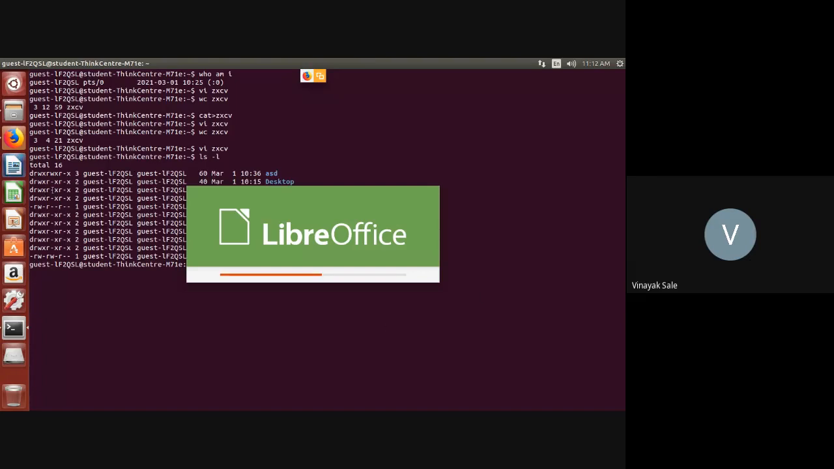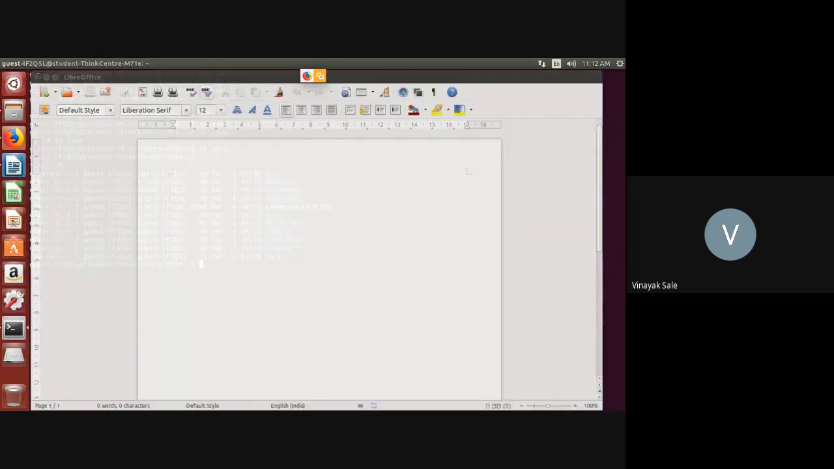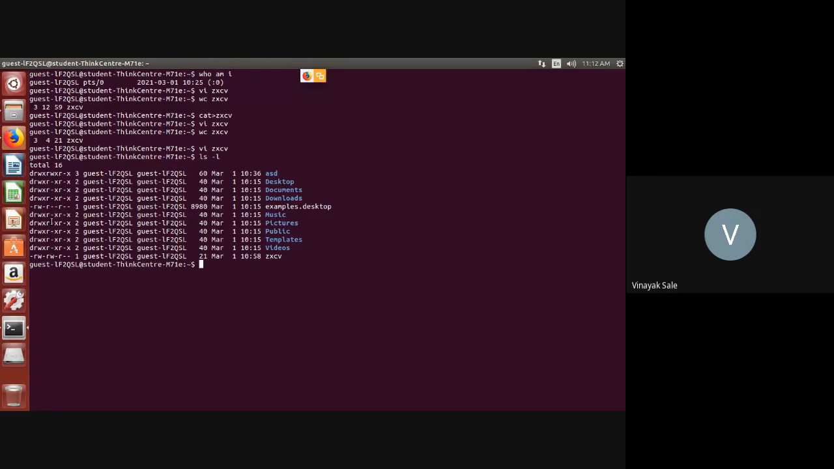So these permissions I want to change from owner to group owner or group owner to others. So there is a command, that is chmod.